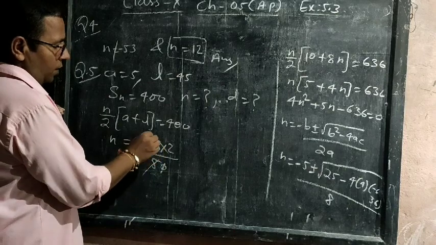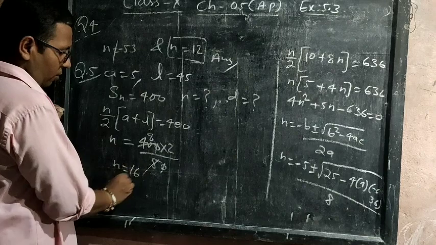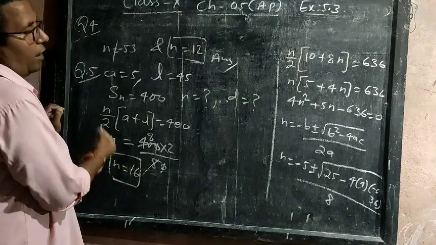So 5 8s are 40, and 8 2s are 16. So what n value have we got? 16. So the n value we have got here is 16.